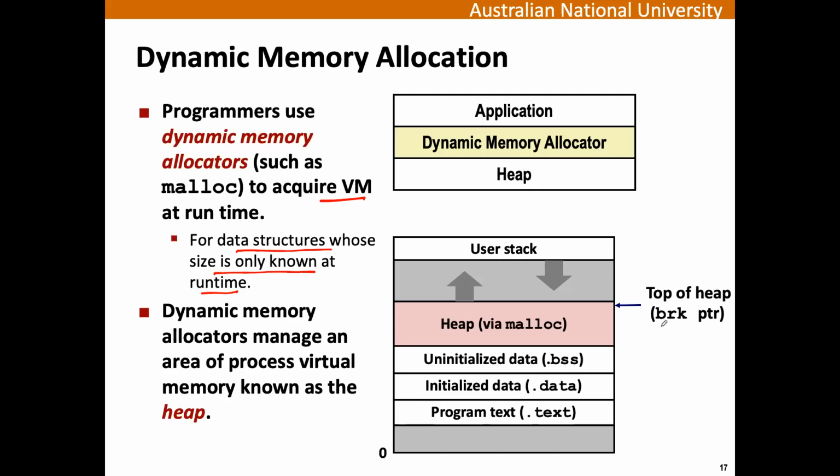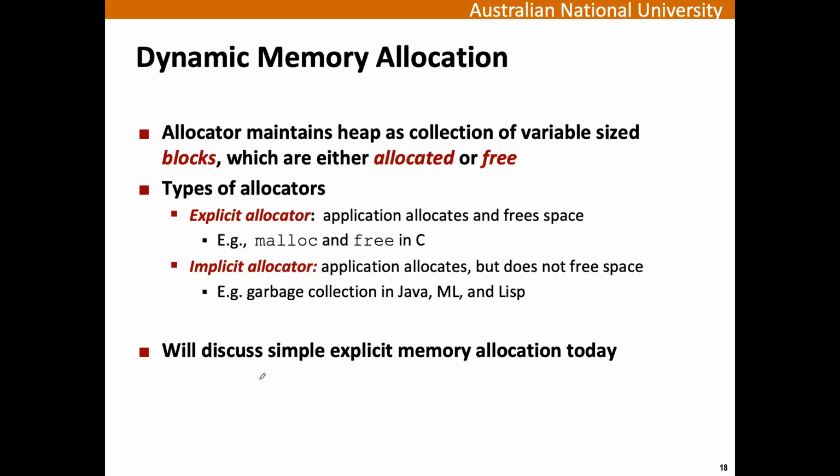There is a break pointer maintained by the kernel, which points to the top of the heap. The heap grows upward and the stack grows downward. Dynamic memory allocators manage an area of process virtual memory known as the heap. Allocators maintain the heap as a collection of blocks, which are either allocated or free, and these blocks are given to the user program as requested. There are two types of allocators: explicit allocators and implicit allocators.